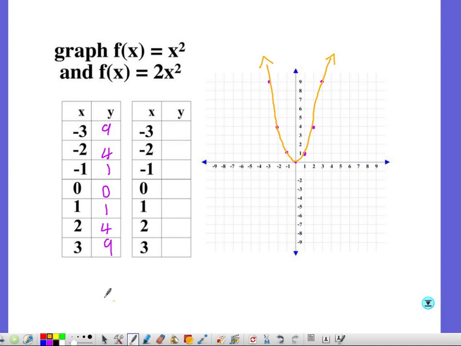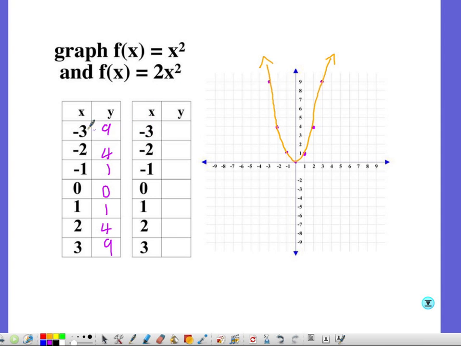Now, here's what we want to look at. So we looked at the function when we added a number, when we subtracted a number, when we added and subtracted right next to the variable x, and when we put a negative on the inside and on the outside. What is going to happen when I multiply a number right in front of the function? Well, let's go ahead and take a look.